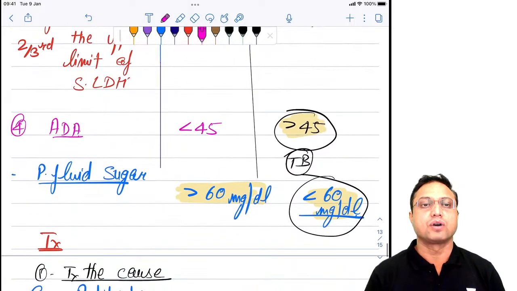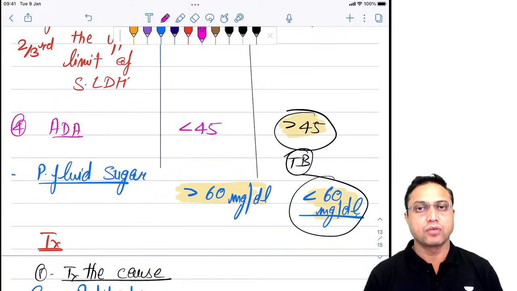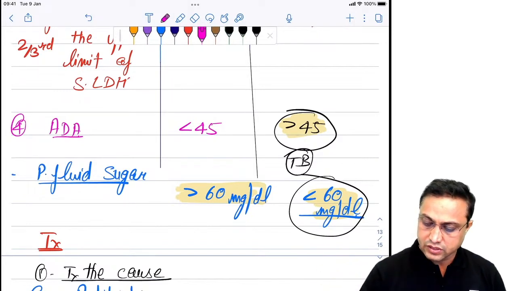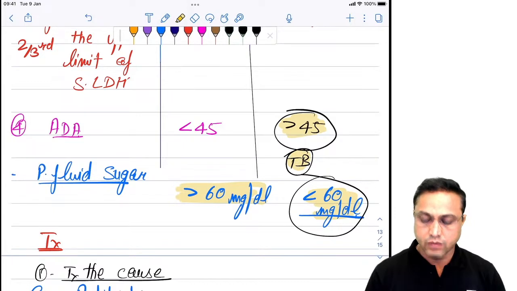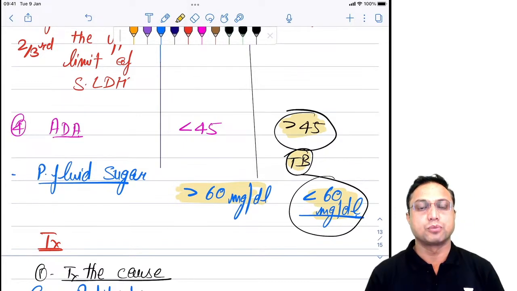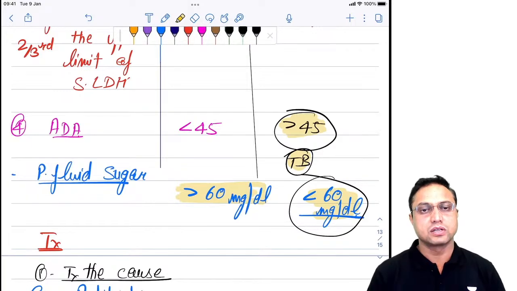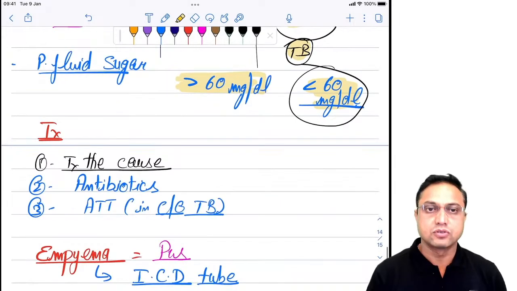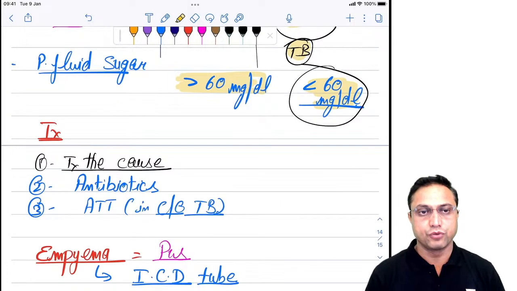Then we have to check ADA, adenosine deaminase. If it is less than 45, it is non-tubercular. If it is more than 45, as we discussed, it is going to be a tubercular pleural effusion. Then we check pleural fluid sugar: less than 60 is exudative, and more than 60, normal sugars, is the transudative type of pleural effusion.